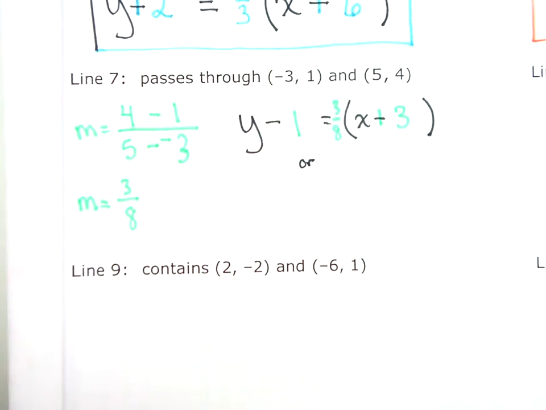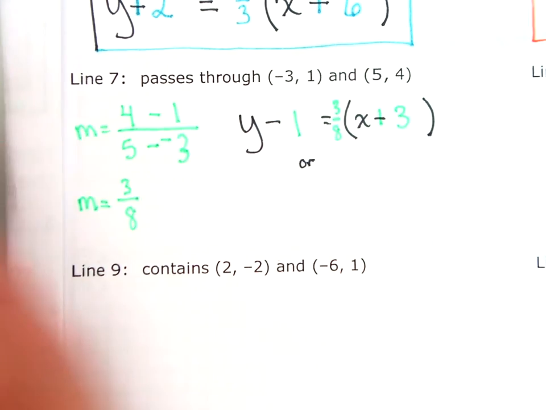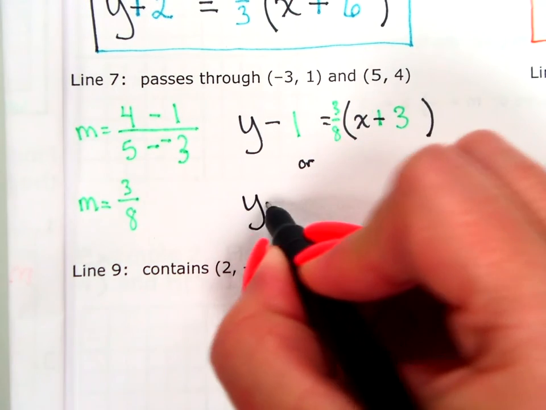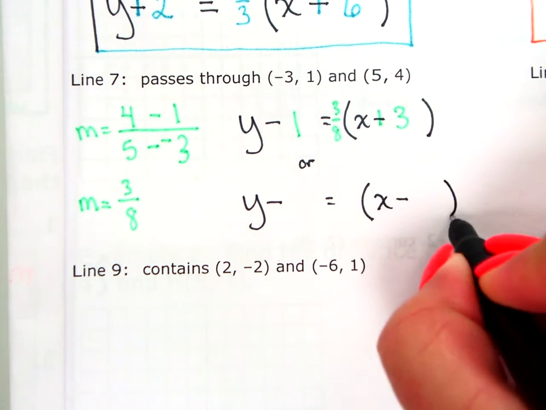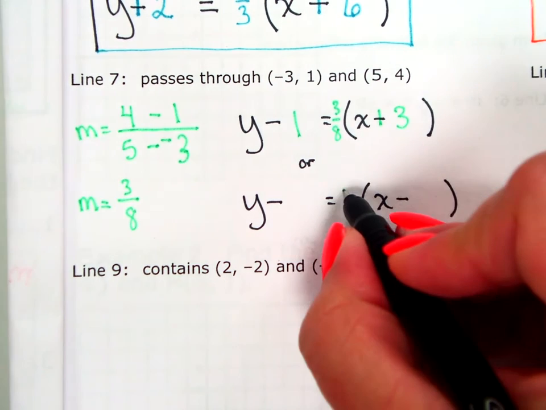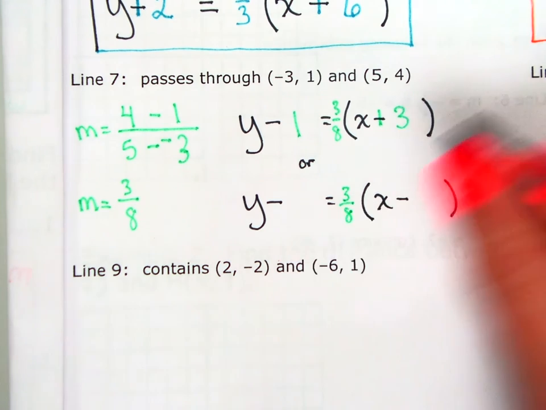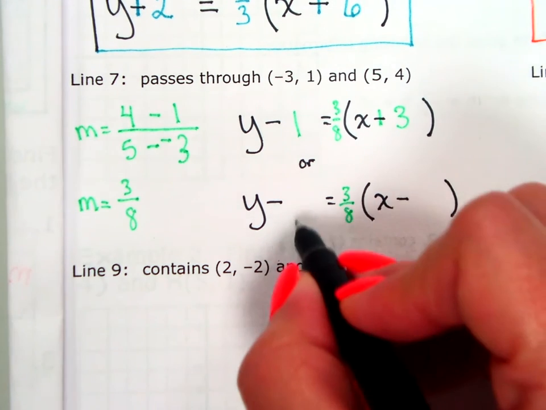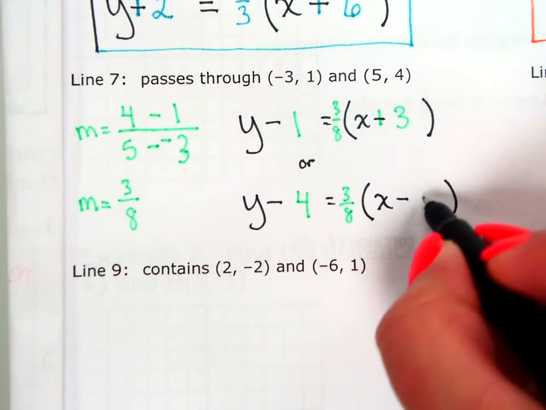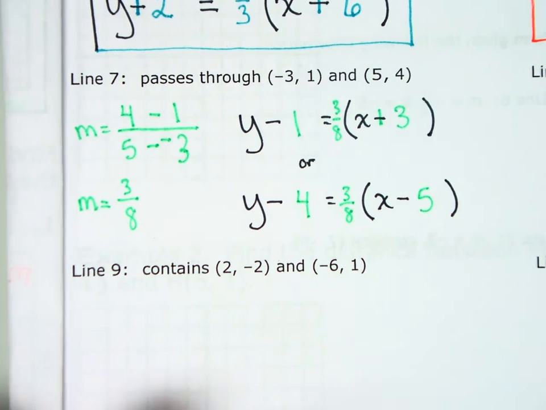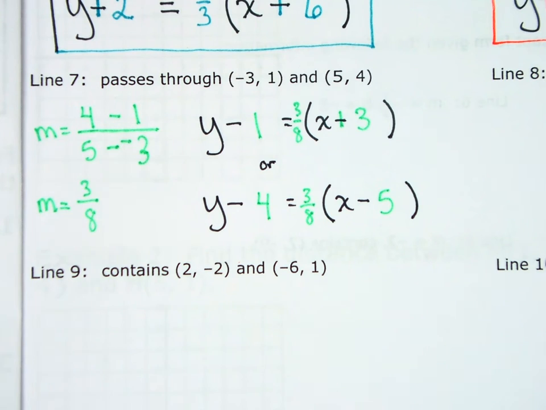Or, if I do y minus equals parentheses x minus, still 3/8 for my slope. And then my y is 4, my x is 5.